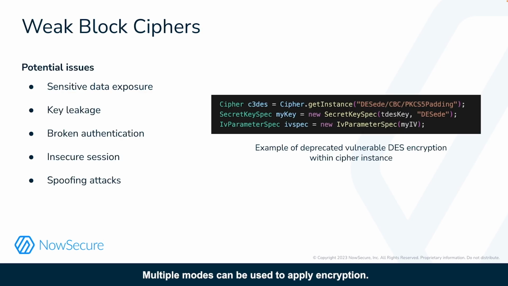Multiple modes can be used to apply encryption. During our review, we covered how block cipher mode breaks the text into blocks, then encrypts each block. If this is not handled properly and deprecated encryption is implemented, it can open the app to issues such as sensitive data exposure, key leakage, broken authentication, insecure session, and spoofing attacks.